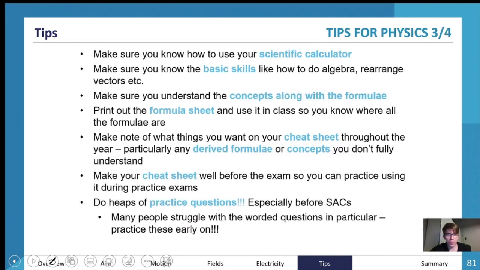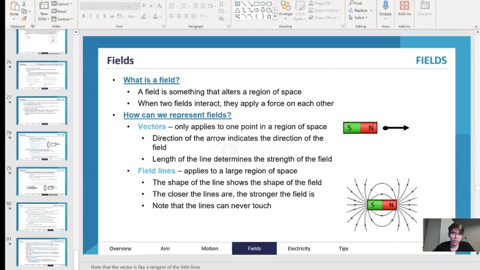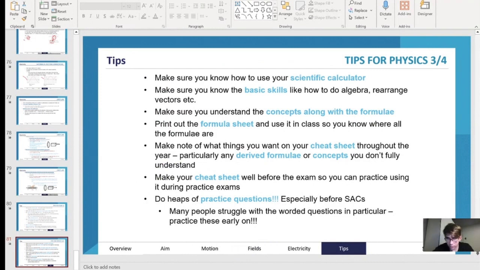Tips for Unit 3-4 physics. I have a bunch of tips here. I would say make sure you know your scientific calculator. That's my main tip, right? Make sure you're comfortable with it before you sit the exam. Don't try and change too many calculators. And also make sure you have the cheat sheet ready before the exam. That's something a lot of my students forget to do, but they still do well, so that's all that matters, I guess.